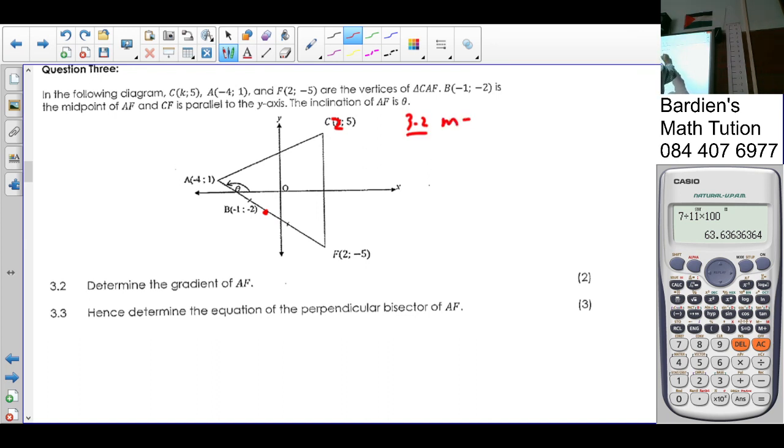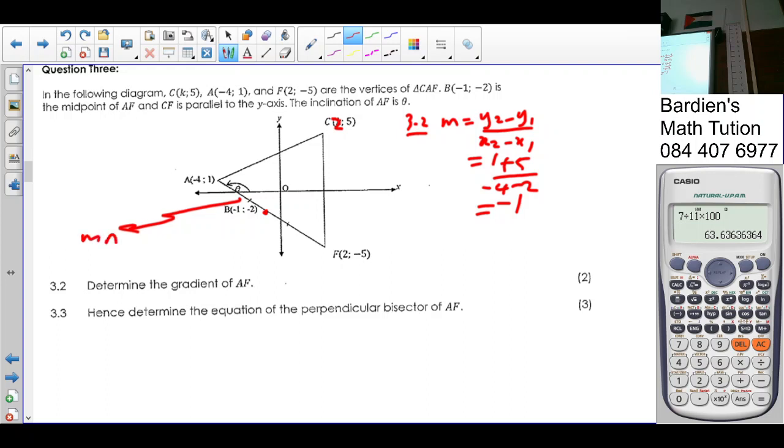There we go. Gradient is y2 minus y1 over x2 minus x1. So of AF, it's going to be 1 minus minus 5 over negative 4 minus 2. It's going to give you 6 over negative 6, which is negative 1. So the gradient of AF is going to be negative 1. Hence, determine the equation of the perpendicular bisector of AF.